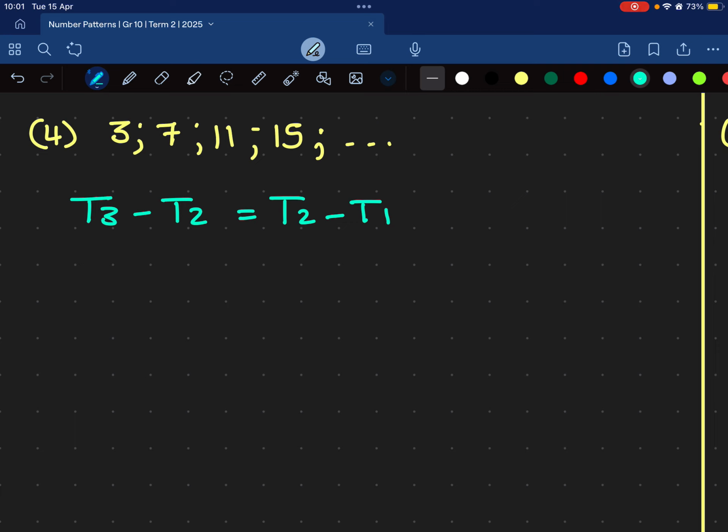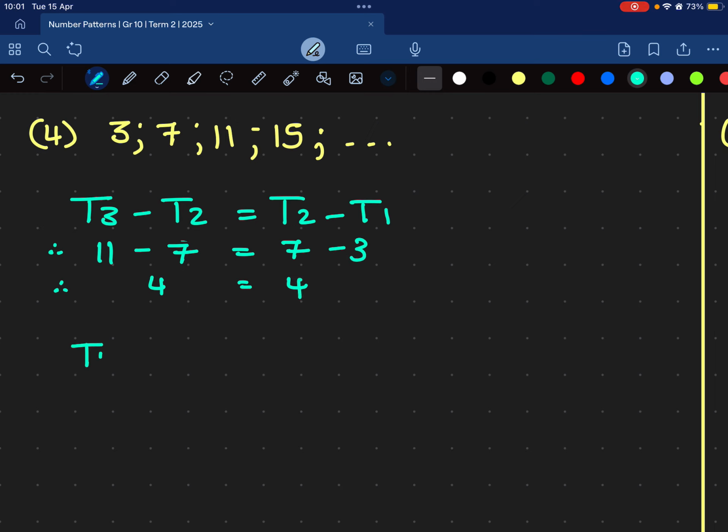Okay, so if I say T3 minus T2, I will say, well, therefore 7 minus 3 should be the same as, well, it would be the other way around. So I would have 11 minus 7 would be equal to 7 minus 3. Okay, so you would have noticed that in both cases you would get 4.